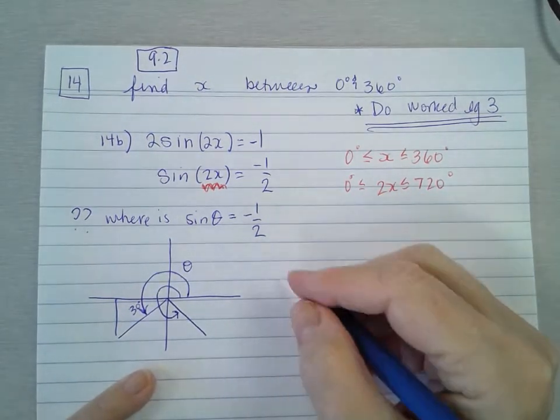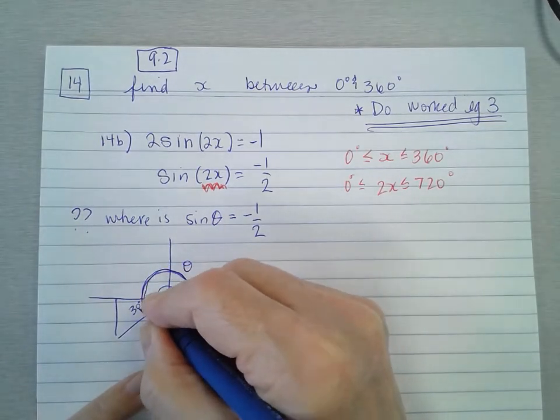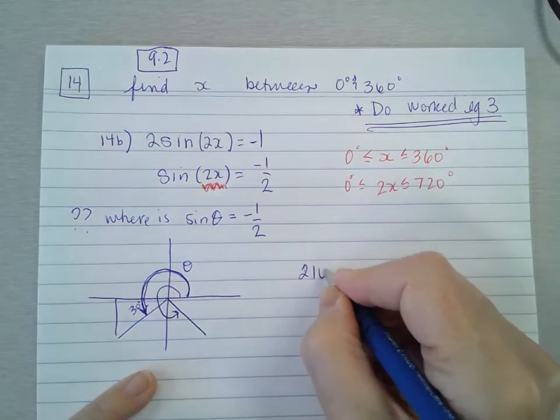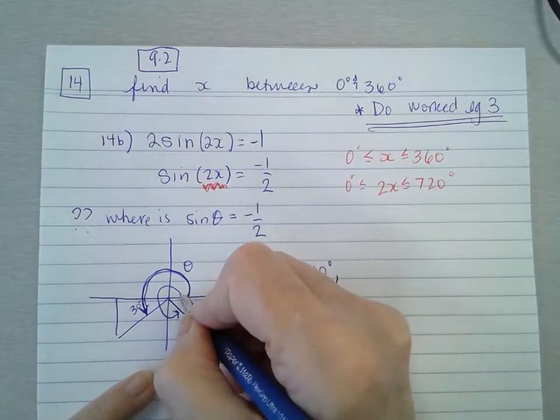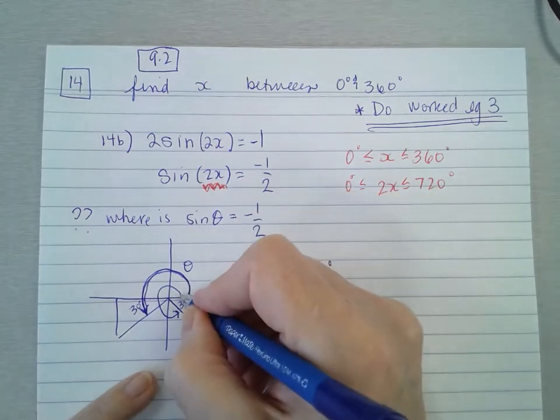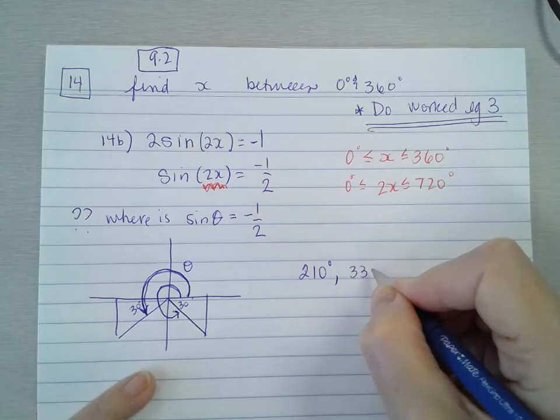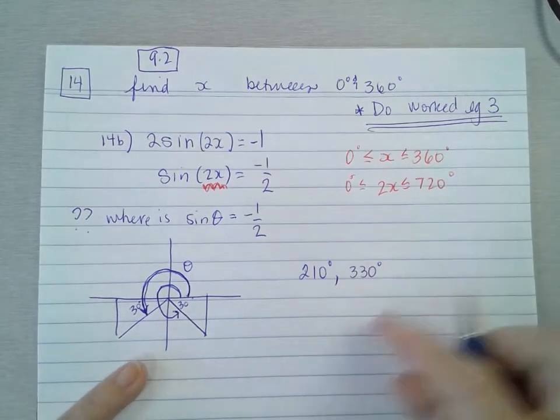And so I say, okay, let's see. If that whole angle, that's 180 plus 30 more. So 210. Here, this little reference angle is 30 degrees. So 360 and then back 30. So 330. And then I have to go around again.